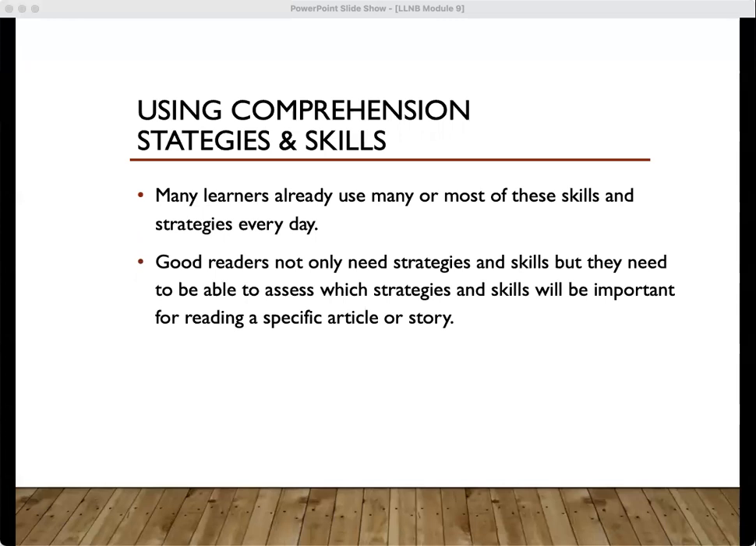Using comprehension strategies and skills. Many of our learners are already using many or most of these skills and strategies every day, probably without knowing it, and not just in reading. Let's use cause and effect as an example. If I was to give you the effect of something that happened to me today, could you guess the cause? Let's give it a try.